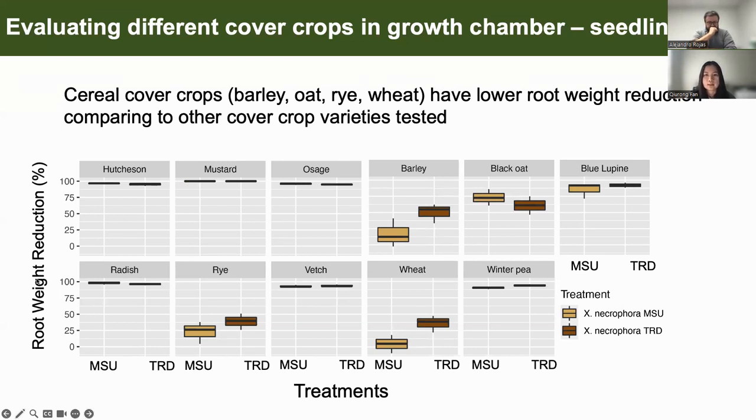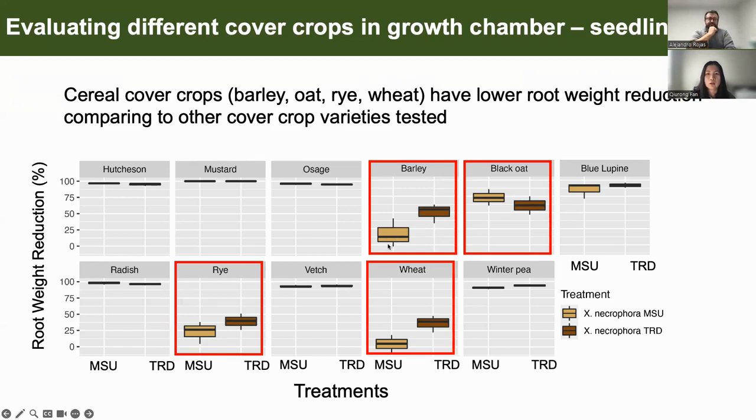We can see that the rye, barley, black oat, and wheat, these cover crops from the cereal category, are more tolerant and more resilient under the pressure of the pathogen presence, with a good performance in the seedling cup assay, and also being a popular cover crop variety in the US soybean cropping system. So we have chosen rye to be the cover crop planted in our field study.